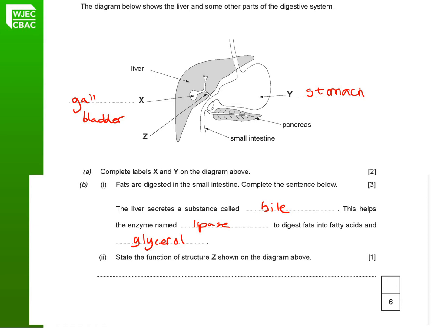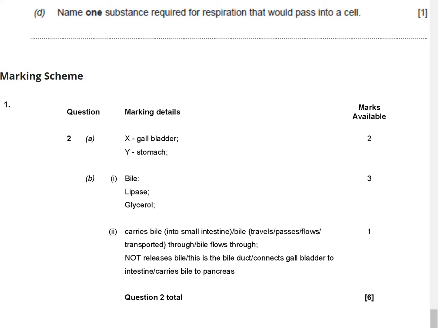Okay, so for this answer I'm going to show you the answer in the mark scheme. What they're looking for you to say for that question, as you can see on the screen, is that the bile duct carries bile into the small intestine, or bile travels, passes or flows through the bile duct. They're not going to accept that it releases bile, or just naming it as the bile duct, or saying that it connects the gallbladder to the intestine or carries bile to the pancreas. So what you're looking to write there is that the bile duct carries bile into the small intestine.